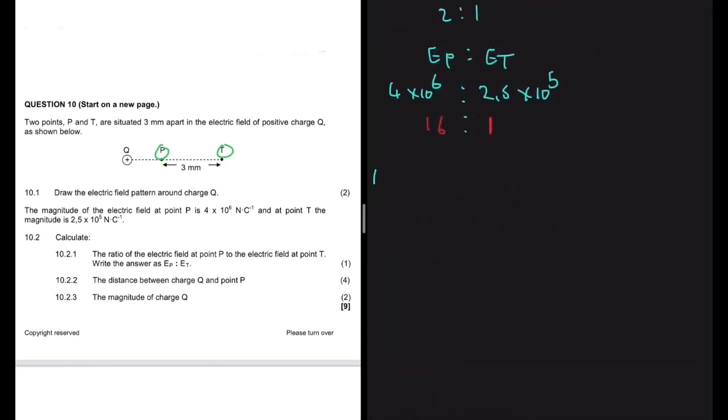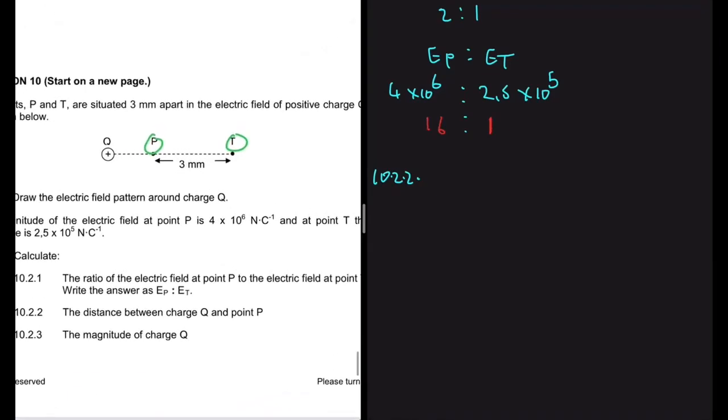And now let's do 10.2.2. 10.2.2 is a bit complicated. There's some math involved, but let's see what we can do. So he's saying, let's find the distance between charge Q and point P. Charge Q and point P. So let's see what we can do here.